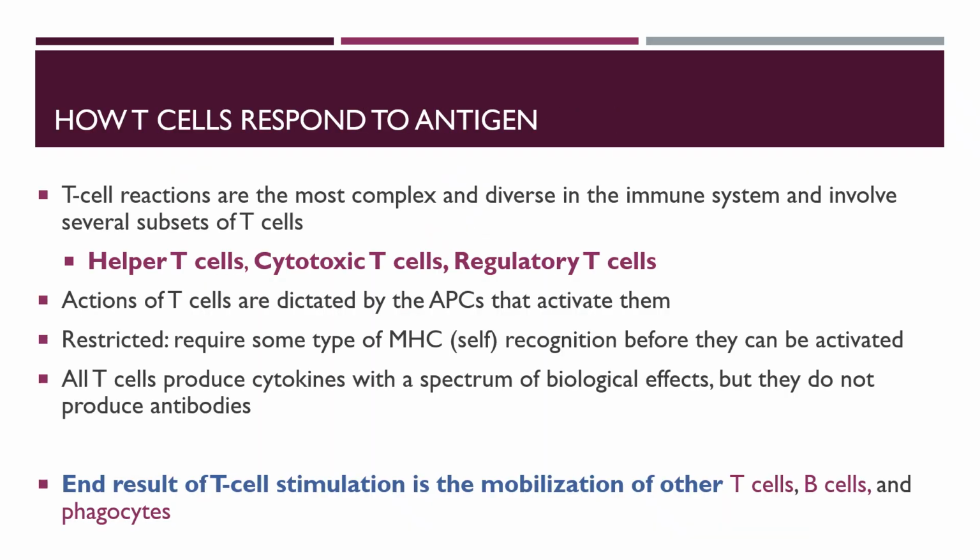So you can see all of that, which would be on the typical T cell surface. So T cell reactions are the most complex and diverse in the immune system, and they involve several subsets of T cells. It involves the helper Ts, the cytotoxics, and the regulatory Ts. The actions of the T cells are dictated by the antigen-presenting cells that activate them. They are restricted. They require some type of MHC or self-recognition before they can be activated. All T cells produce cytokines with a spectrum of biological effects, but they do not produce antibodies. Antibodies are only produced by plasma cells, and plasma cells are produced by B cells. The end result of T cell stimulation is a mobilization of other T cells, B cells, and phagocytes.